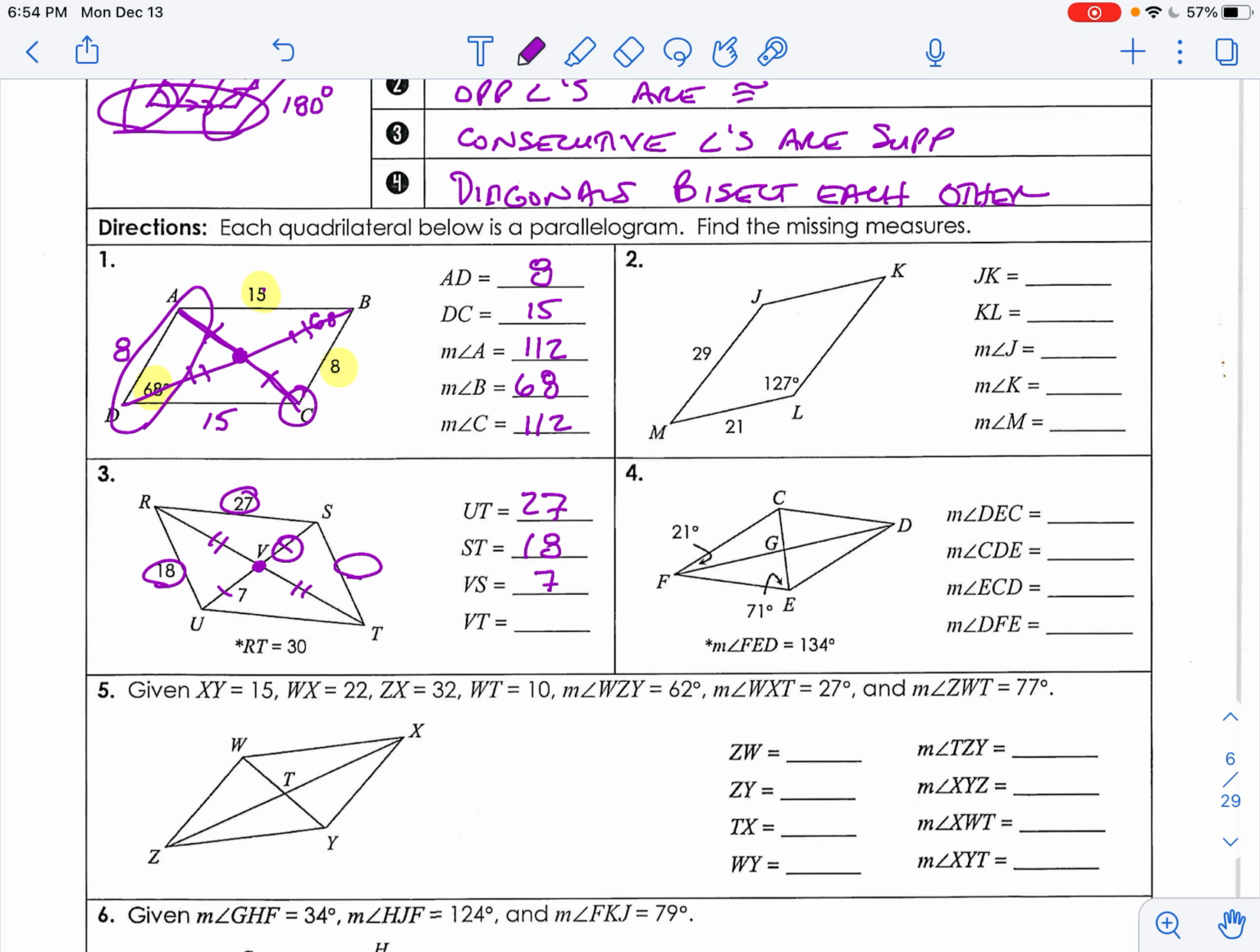What they tell you here is RT is equal to 30. So the whole length is equal to 30. So does that make sense? If this is the midpoint and this whole length is 30, what are each little piece? Each little piece would have to be 15.